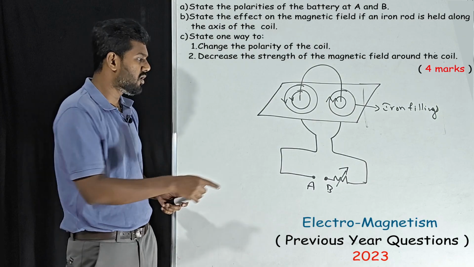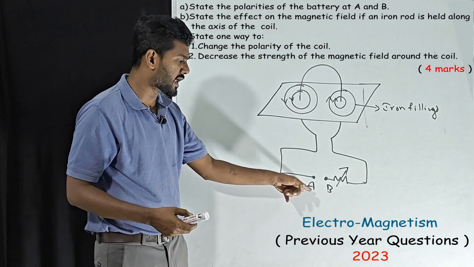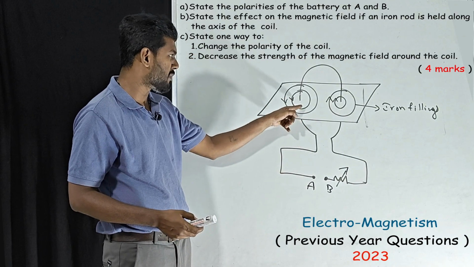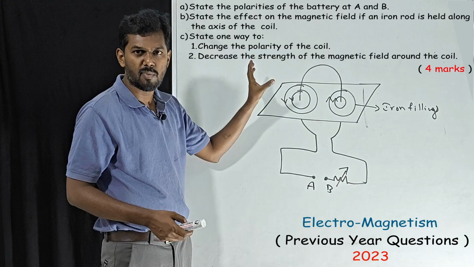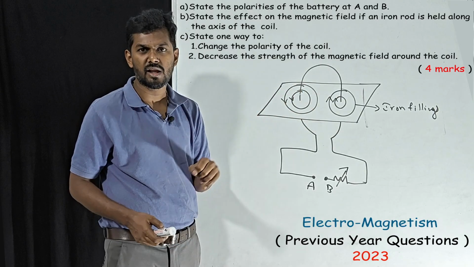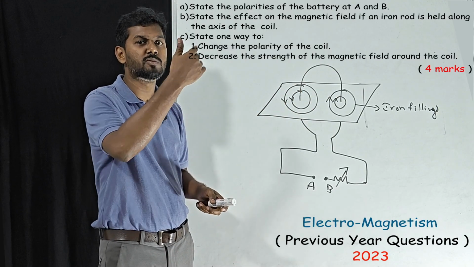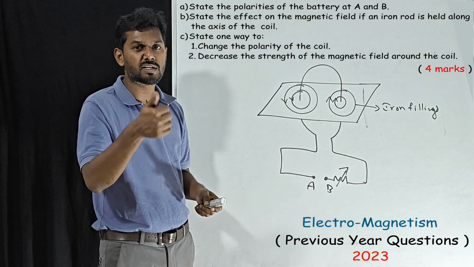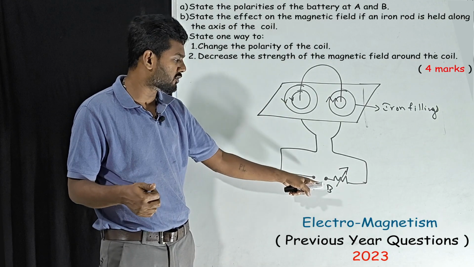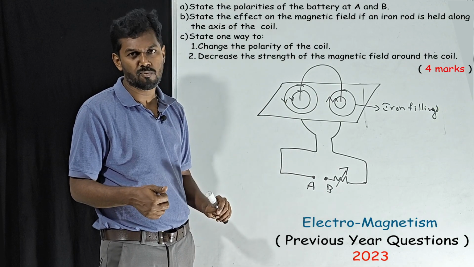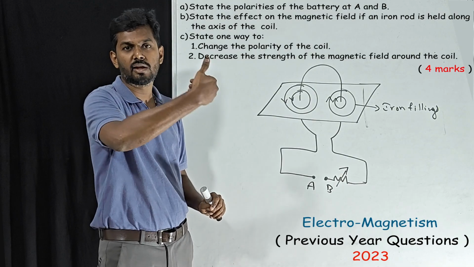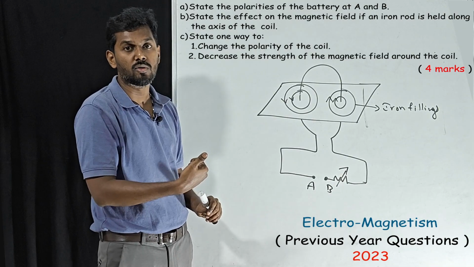Very simple. See, we are passing electricity. Because of electricity, a magnetic field is produced. Because of the magnetic field, these iron filings arrange themselves. So we have passed electricity, it has produced a magnetic field. We have to find the direction. Using the direction of the magnetic field, we have to find the polarities of the battery. So we are using the right hand thumb rule.